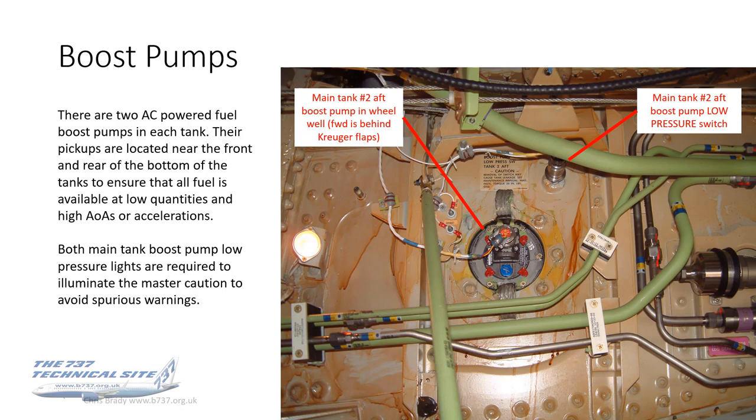So there are two AC power fuel boost pumps in each tank. The pickups are at the front and the rear of the bottom of the tanks to ensure that all the fuel is available, both at low quantities and at high alphas or accelerations or indeed decelerations. Both low pressure lights are required to bring on the master caution to avoid spurious warnings. And I'm sure we've all seen on takeoff, just out the corner of your eye, the forward pumps often illuminate low pressure during rotation. They can also come on at other high angle of attack maneuvers as well. Hopefully you won't see them on a low angle of attack maneuver. That would be quite alarming.